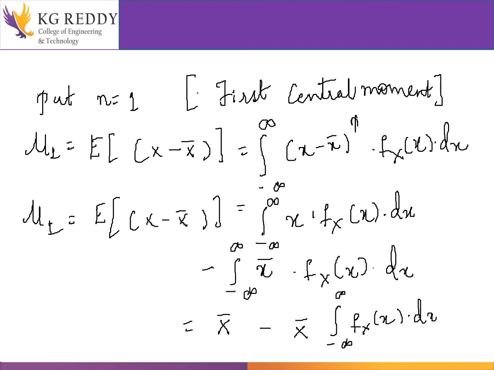We know that the total density function will be equal to 1. So it will be equal to x bar minus x bar into 1. So x bar minus x bar will be just equal to 0. That is nothing but, the first central moment value is equal to 0, right? So in the same manner we will be calculating for n is equal to 2.